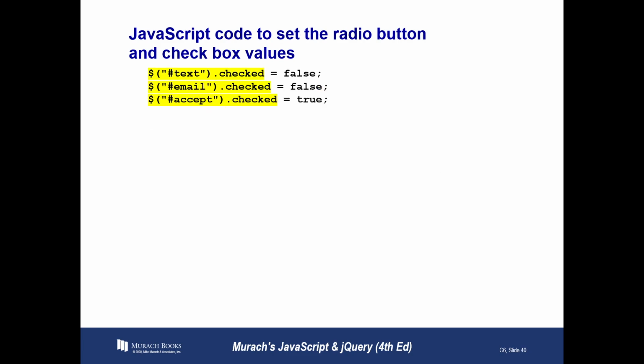You can also use code to set the radio button and checkbox values. So we can set the text field's checked to false, email's checked to false. We can take the checkbox and set checked to true if we want to.